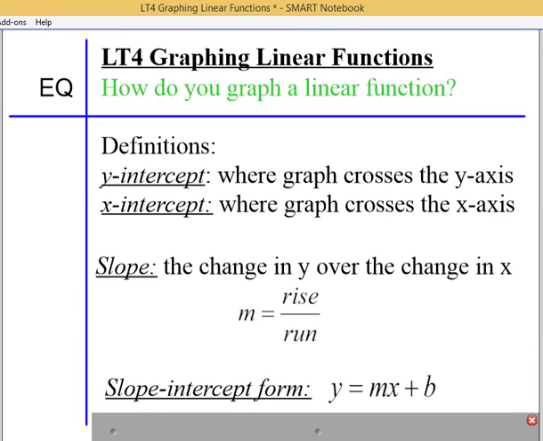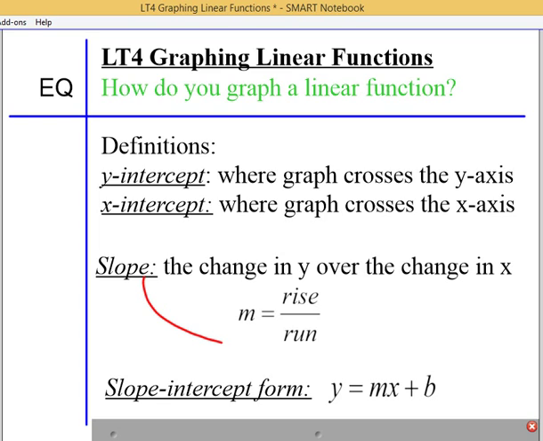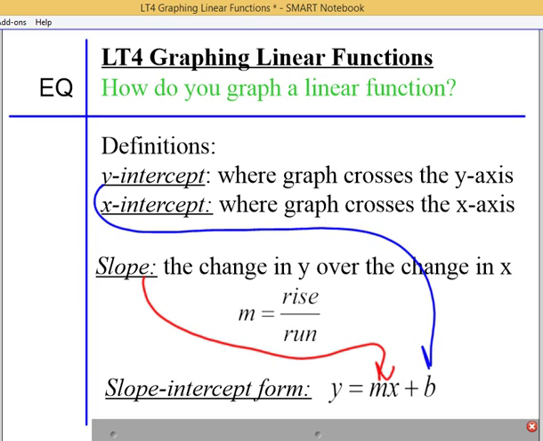And lastly is going to be the most useful form for graphing, which is slope-intercept form. y equals mx plus b. As you can see, our m is our slope and our y-intercept is our b.